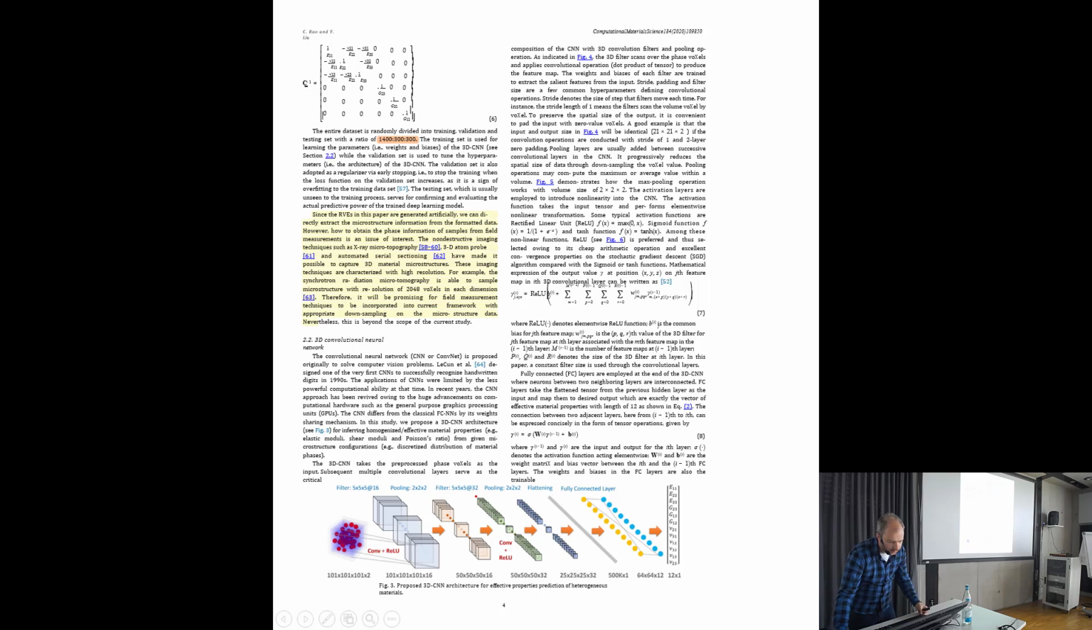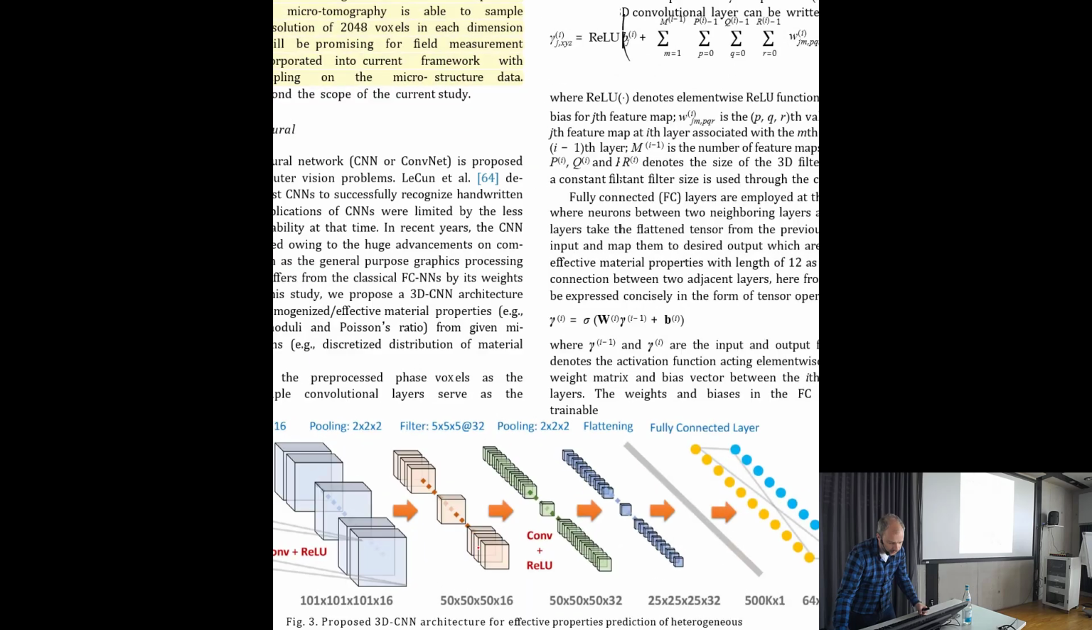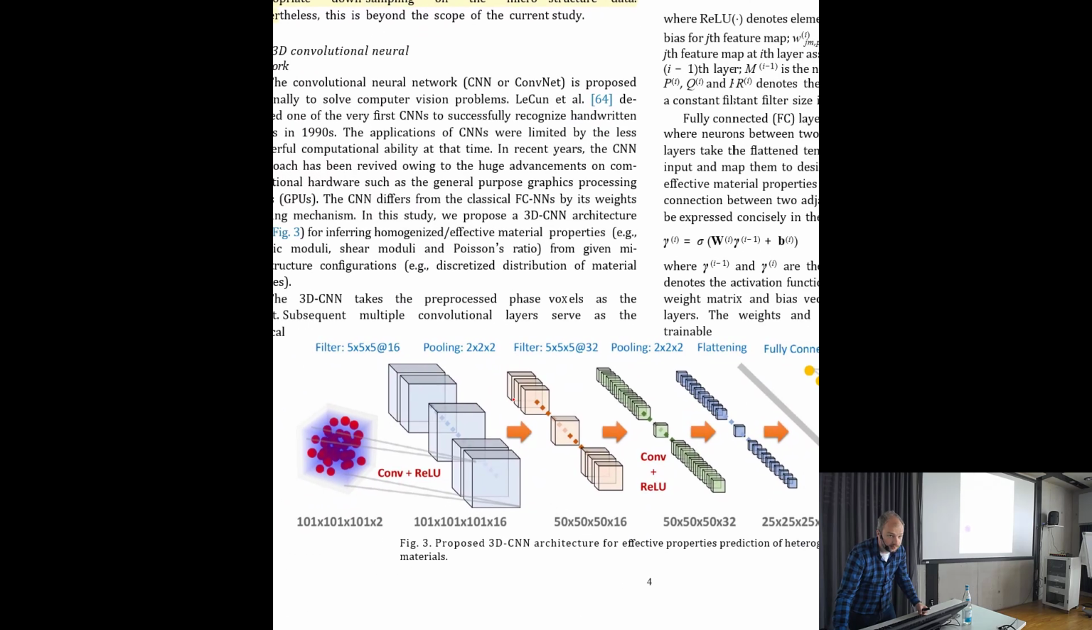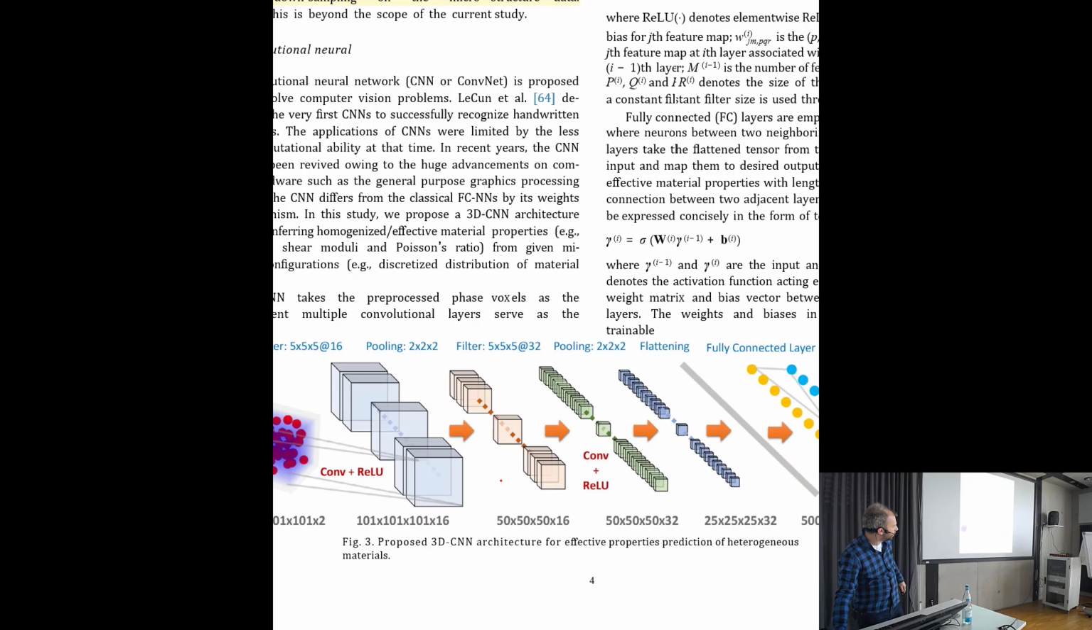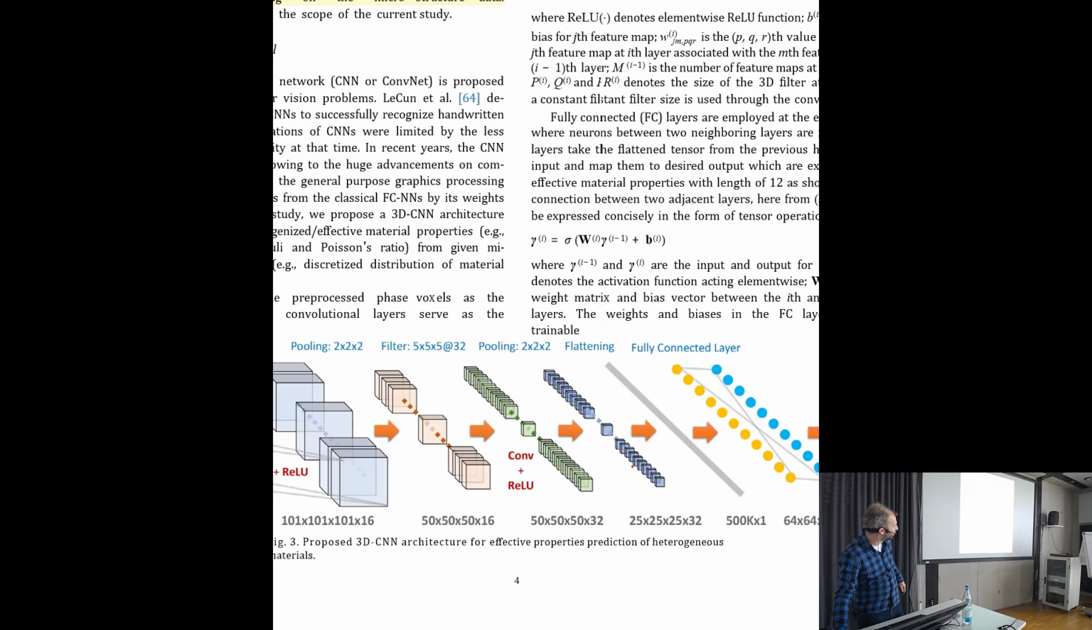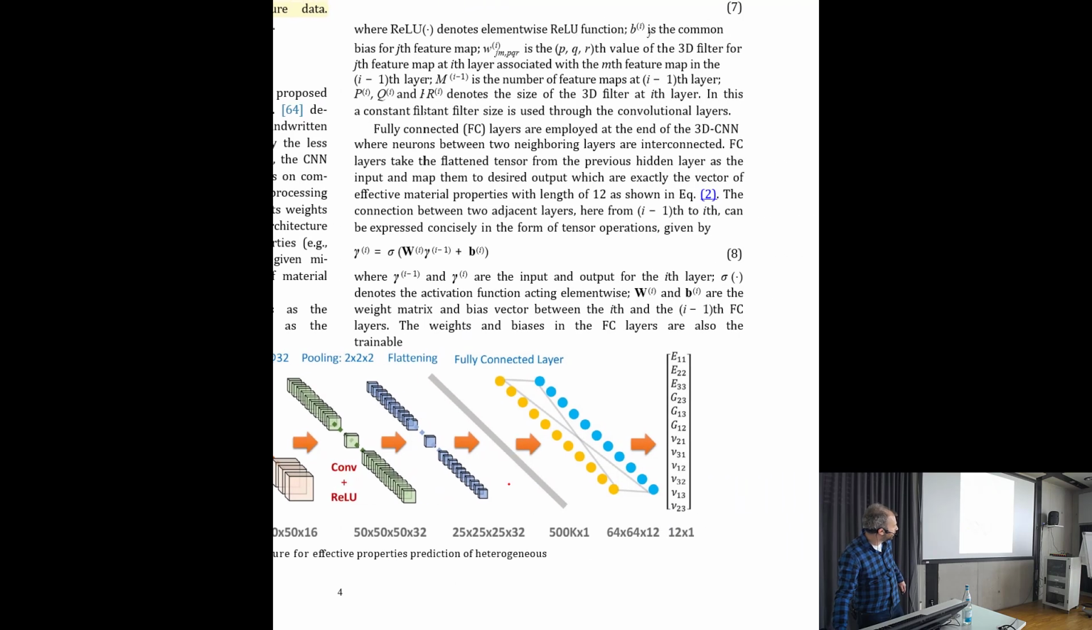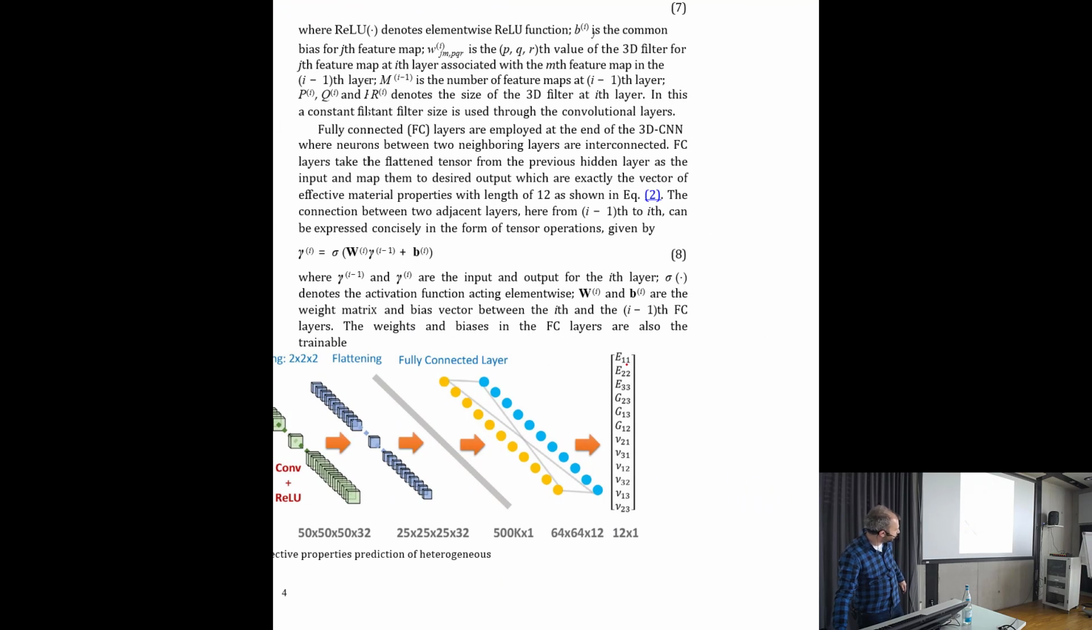And at the end, what you see here is a neural network. So they start with this: 100, 100, 100, and 2 channels. I actually don't know what the 2 channels provide. Then they apply filters. You see one additional dimension. Then they do convolution. Then they do ReLU. Then they do max pooling. Then they flatten that. And then they predict the mechanical properties, 12 mechanical properties, 12 elements of the stiffness matrix.